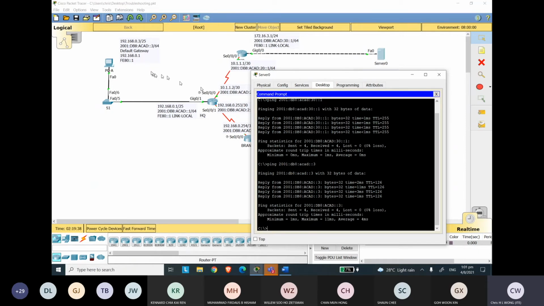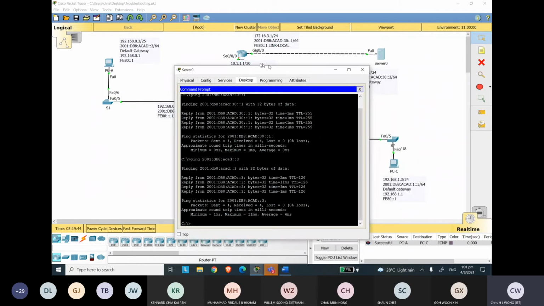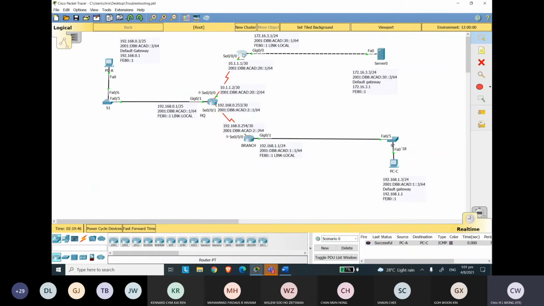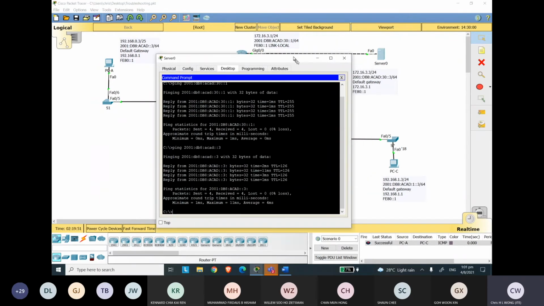If server can ping PCA, definitely PCA can ping server lah. So no need to try. We continue, okay? Can you ping PCC or not? Now the last problem is, can you ping PCC? If you're able to ping PCC, we can close shop already. So I want you to ping PCC.